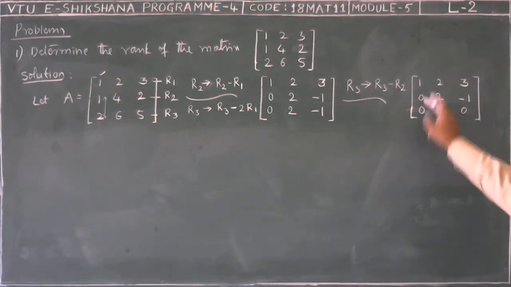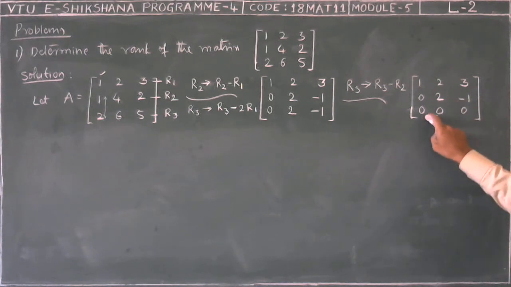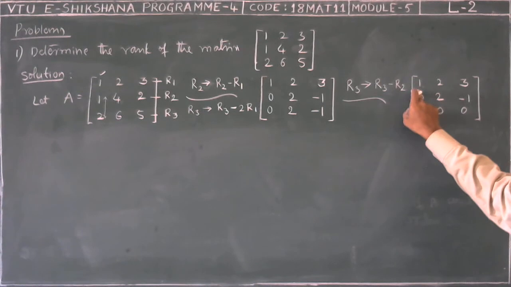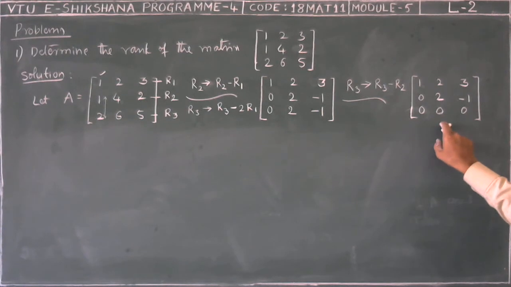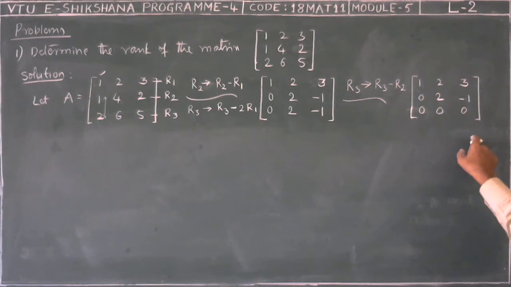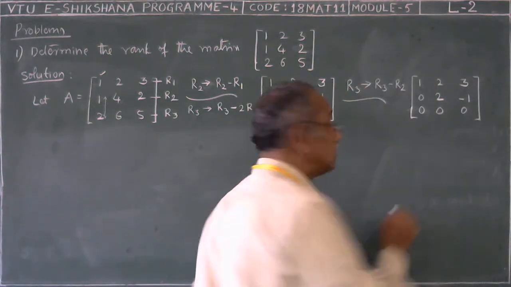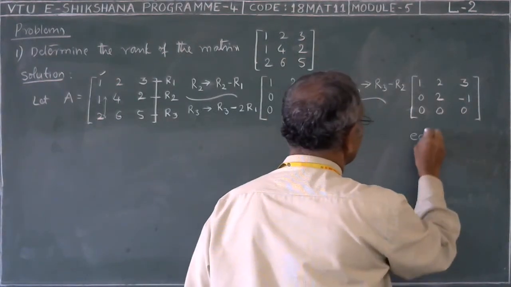Now just look here. This is the leading entry. All the elements below the leading entry are 0. In the next row, the leading entry is to the right of the leading entry in the row above it. That is also fine. Below that leading entry, all elements are 0. So this is the echelon form. There are no other leading entries in the third row. All are 0. This is perfectly in the echelon form.